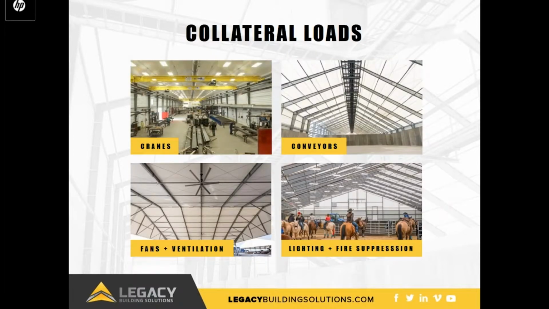The building's use will determine collateral loads, which consist of anything added to the building frame. This includes systems like lighting, heating, and cooling, conveyors and catwalks, overhead cranes, fire suppression systems. These loads are in addition to the required environmental loads, and the building designer will need to account for the total of all live and dead loads.